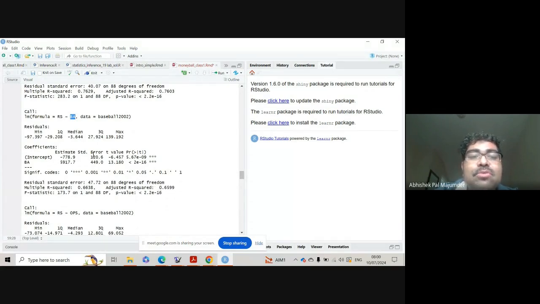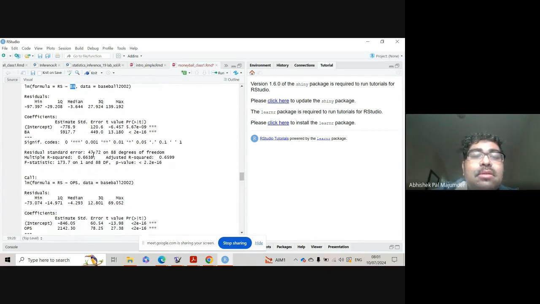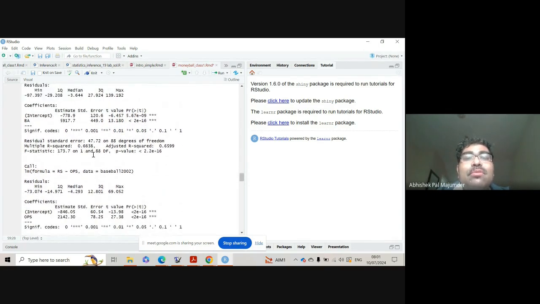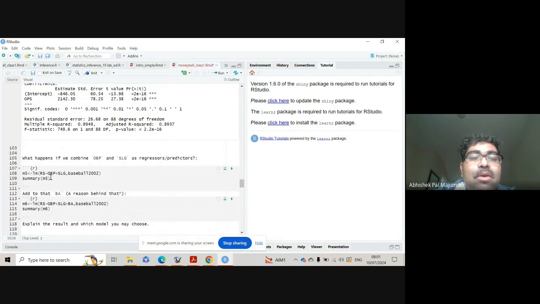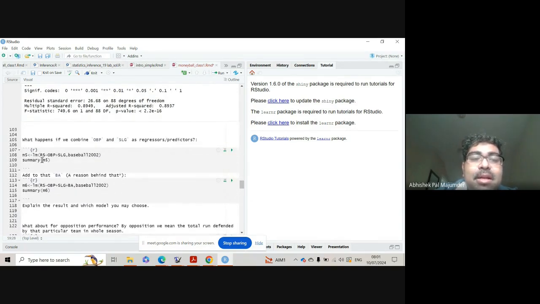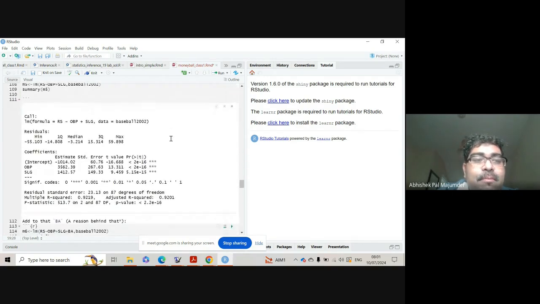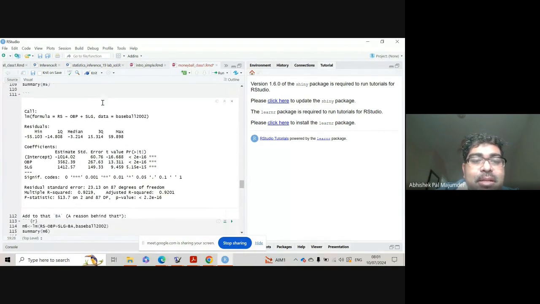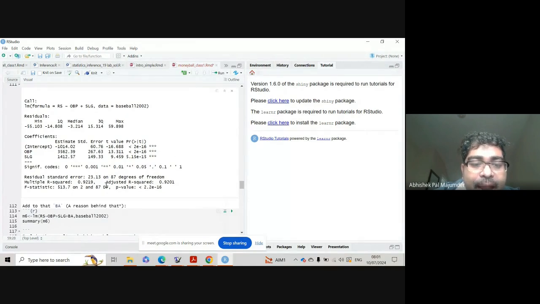It is not as good as the other two metrics, so we'll try to remove that. We just go with the OBP and slugging average in order to predict the run score. And if I show you this regression, you can see that adjusted R square is close to 92%, which is really good.